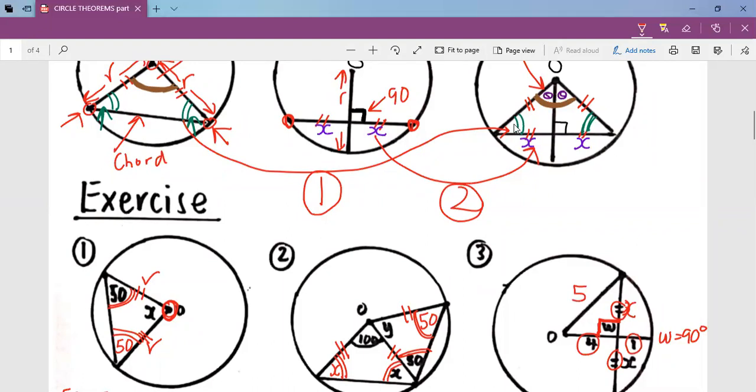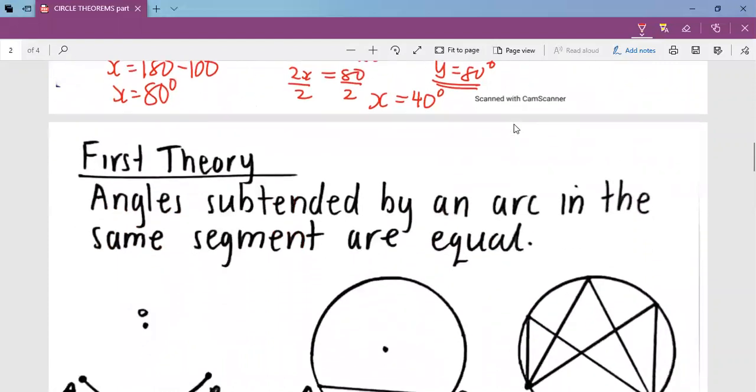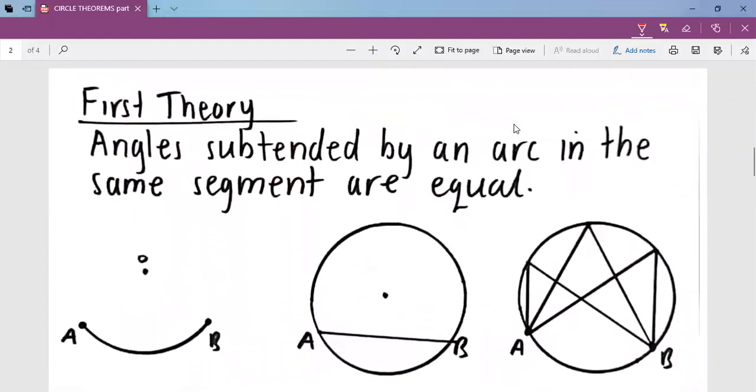So if that part is 5, that means I have a triangle here. This part is 4 and that part is 5. Then I can find x using Pythagoras theorem. And finally, my x will be 3. That's how we apply the basic law. Now let's go to the first theorem.